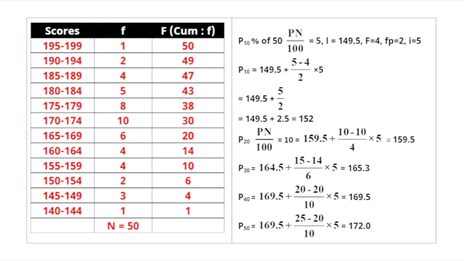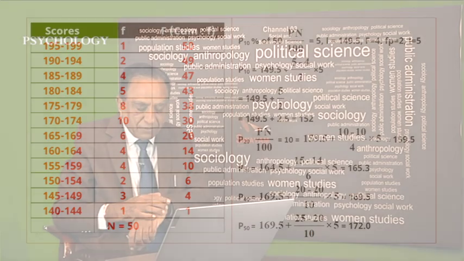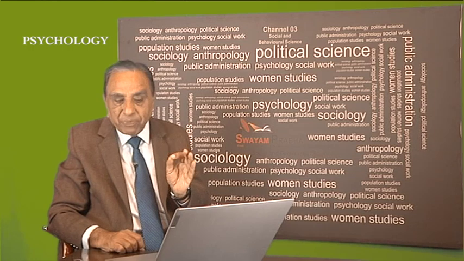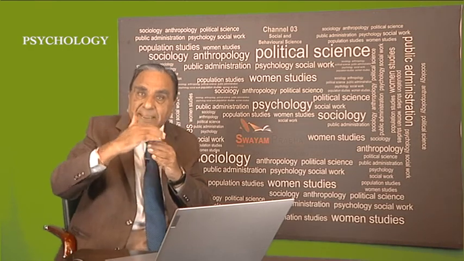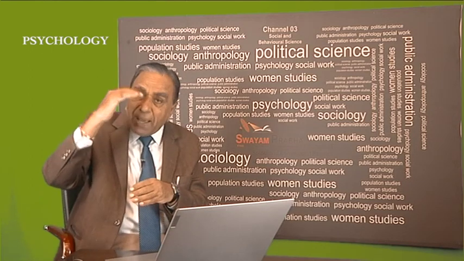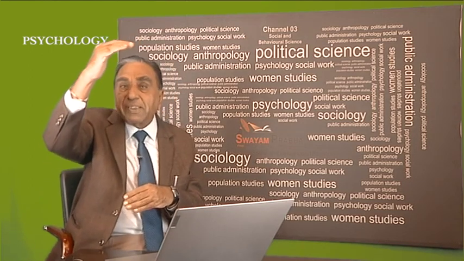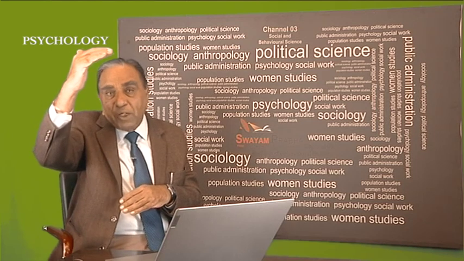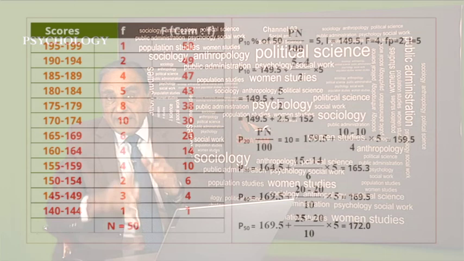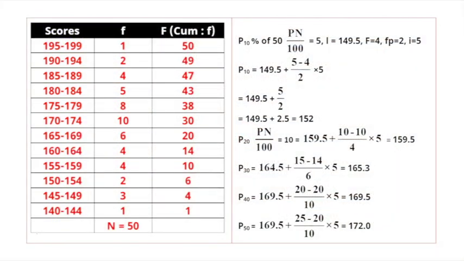That means, what is the interpretation? Now, the interpretation will be: 152 is the score above which 90% of the cases lie and below which 10% of the cases are coming. So, our n was 50. Now, the maximum, highest value of the percentile is 100. We calculate from the 100. So, the interpretation will be P10: 10% are below 152 and 90% are above this score.